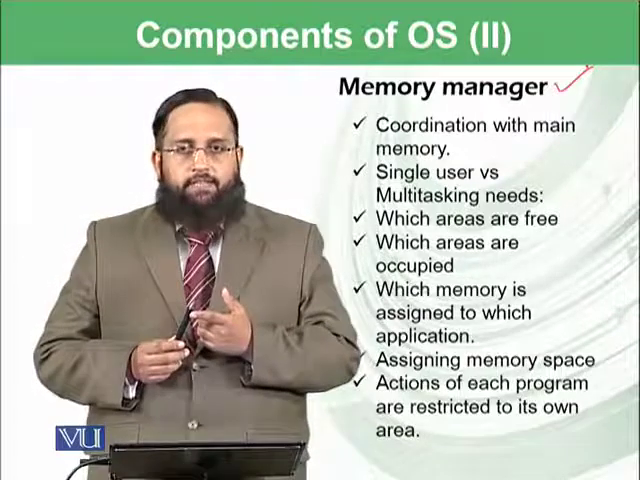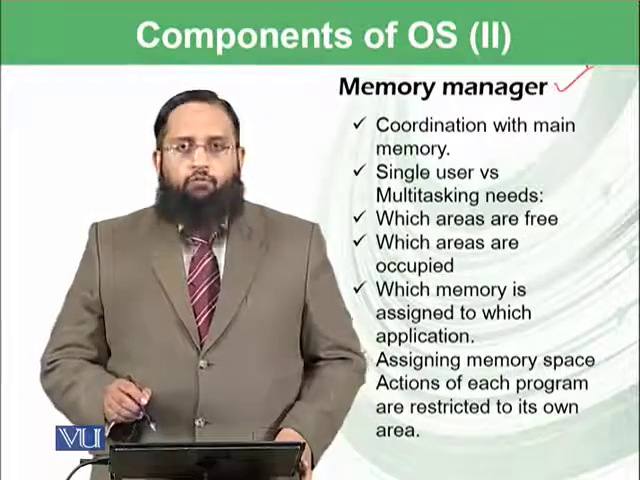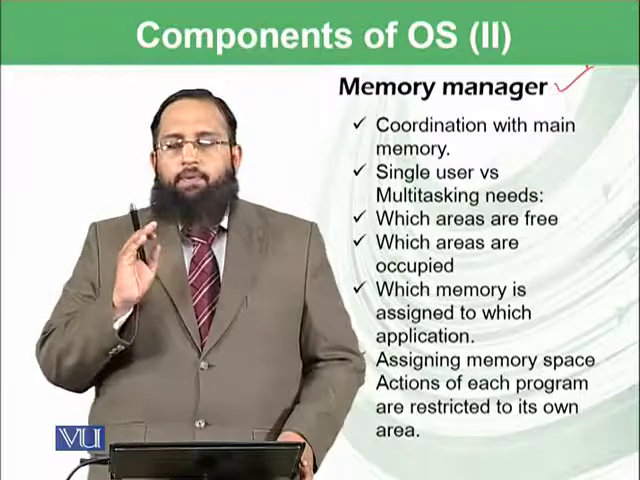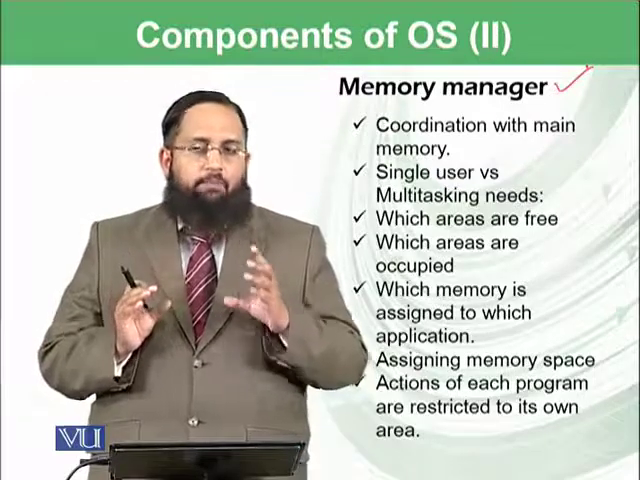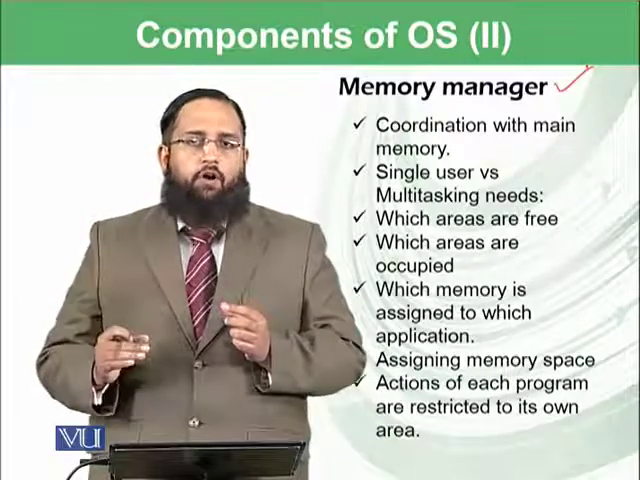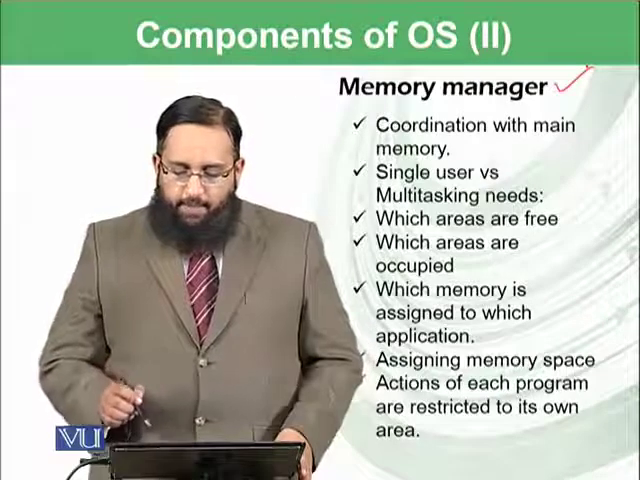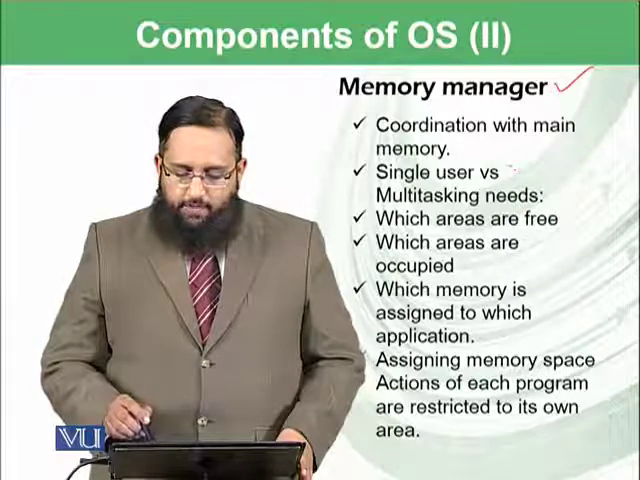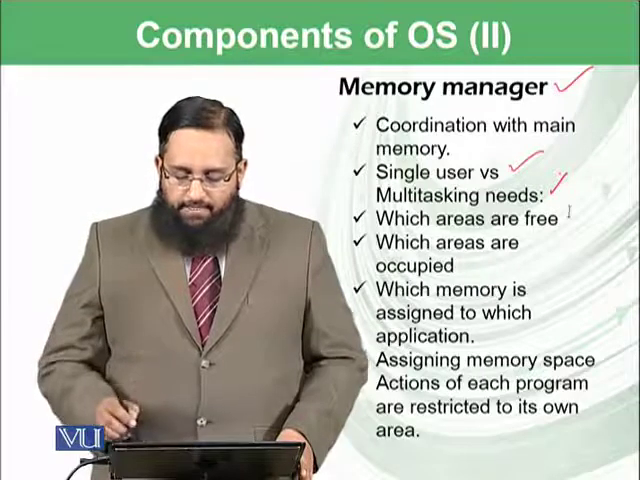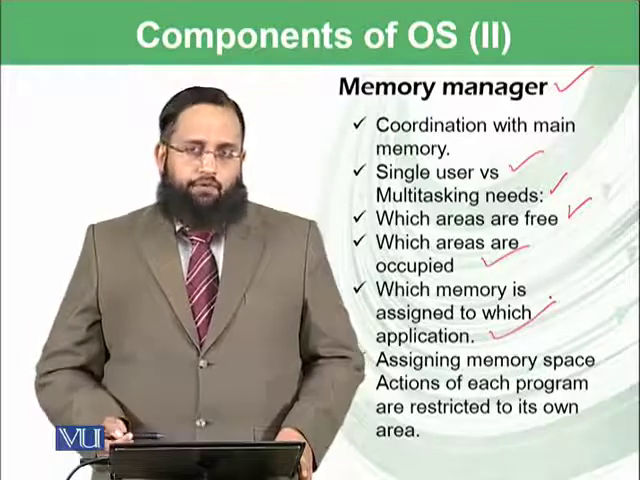For example, we discussed if your main memory is 4 GB, then it means it has 4 billion bytes available. How many of those 4 billion bytes are occupied by programs currently running on the CPU, and which of the slots are freely available, is coordinated by the memory manager. Then, when single-user versus multitasking needs arise, which areas are free, which areas are occupied, and which memory is assigned to which application is also very important.